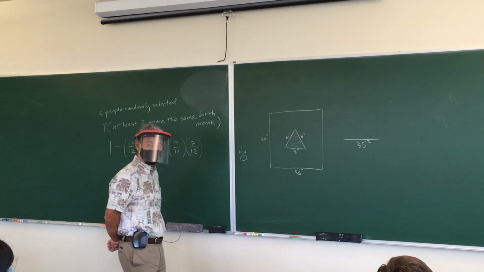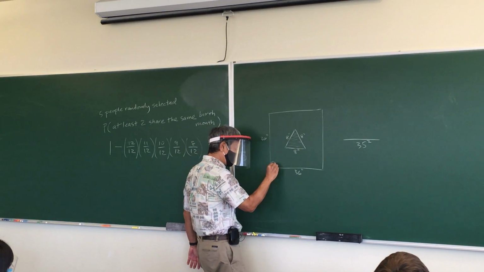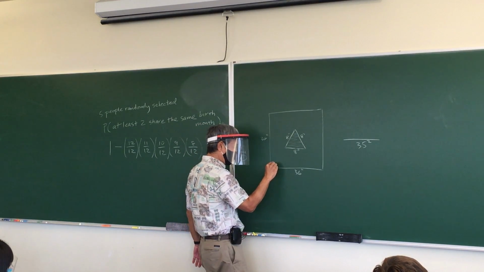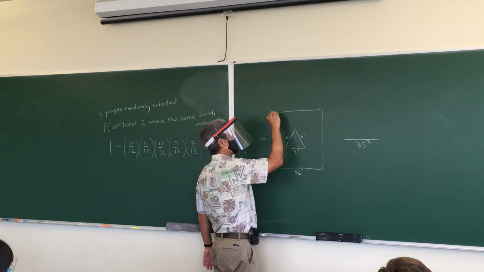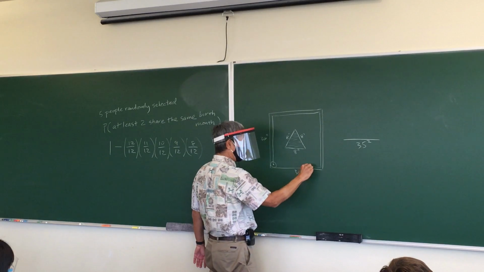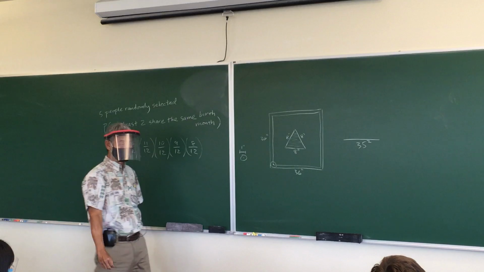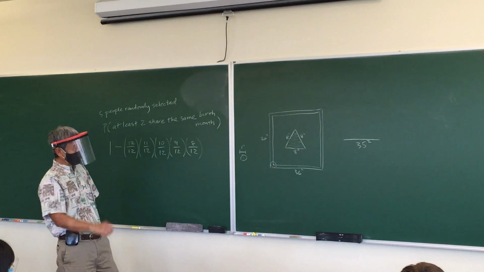Everybody understand why it's 35? Because the coin has to be completely in this region. So that means the center of the coin has to land half an inch inside the border. So it's going to be 35 by 35, right? Okay, the hard part is the triangle.